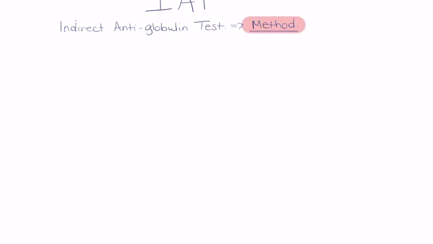IAT. So this can be really confusing, and this is the indirect antiglobulin test. Okay. And how we're going to describe this today, this really is a method. Okay. This is a method. And we're going to use this method for multiple tests in blood bank. Okay. So this is a method, and we're going to use it for several tests.